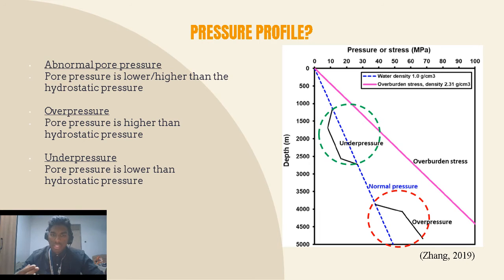where, as you can see in this figure, the green circle illustrates the under pressure, where the pore pressure is lower than the hydrostatic pressure, which is marked by the dashed line, and overpressure indicates the measured pore pressure is higher than the hydrostatic pressure, which, as you can see in the figure, is in the red circle.